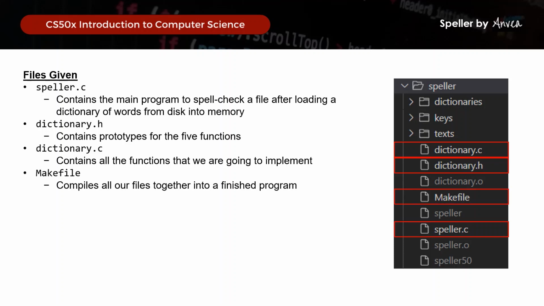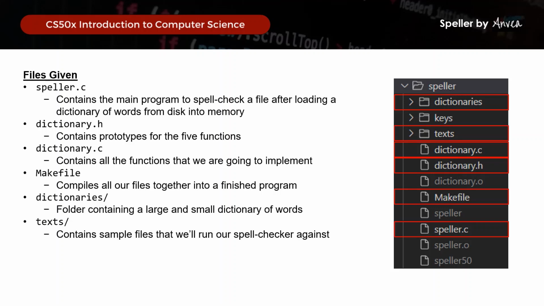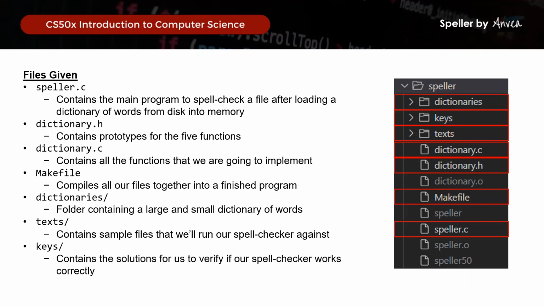Then we have makefile, which compiles all our files together into a finished program. And then dictionary/ is actually a folder containing a large and small dictionary of words. The text folder contains sample files that we'll run our spell checker on. And keys, which contains the solutions for us to verify if our spell checker works correctly.